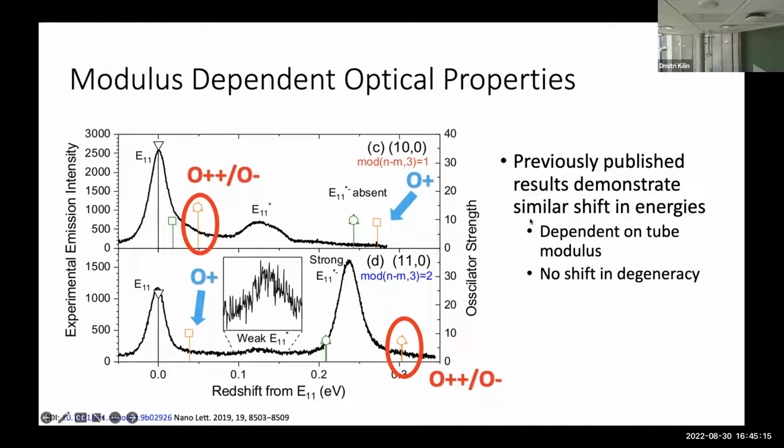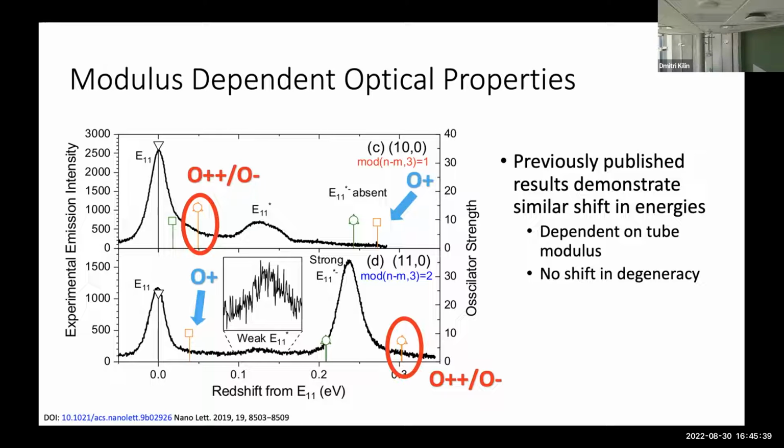In this paper, they were able to categorize carbon nanotubes into different groups based on what's called the modulus. I'm not a big math person, but from what I read, I think this is like the remainder. Okay, I'm getting some kind of nods.